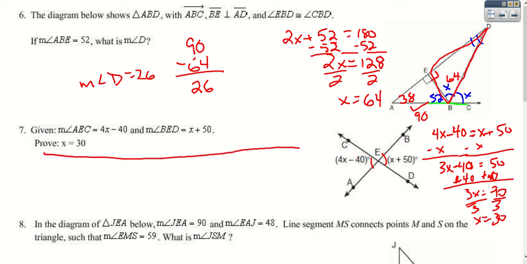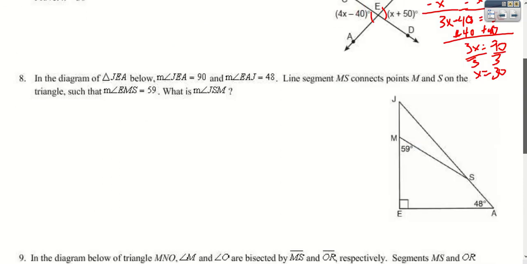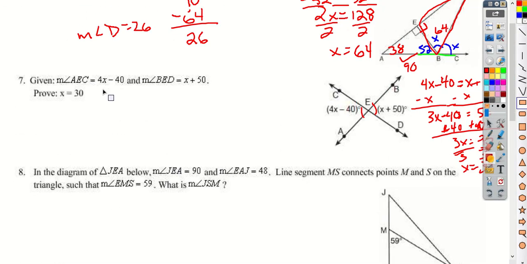So we're going to start with our givens. That's a terrible t-chart. Terrible. All right. So let's go back to where we were. All right. So I'm going to do the t-chart, statements and reasons. You guys do it, and I'll see you back here.